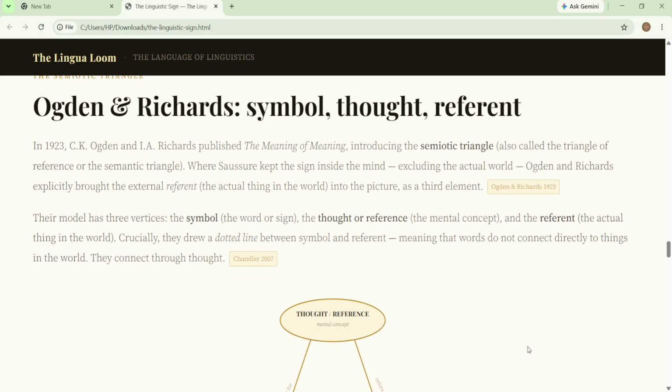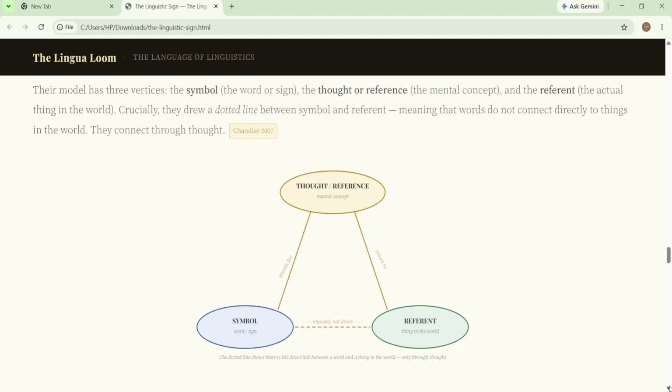In 1923, Ogden and Richards published The Meaning of Meaning, introducing the semiotic triangle, also known as the triangle of reference or the semantic triangle. Where Saussure kept the sign inside the mind, excluding the actual thing, Ogden and Richards explicitly brought the external referent, the actual thing in the world, into the picture as a third element. Their model has three vertices: first, the symbol, the word or sign; then thought or reference, the mental concept; and the referent, the actual thing in the world.